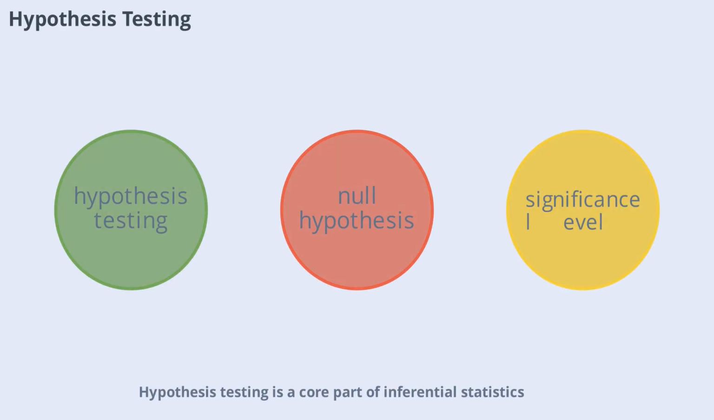Hypothesis testing is a core part of inferential statistics. It involves making an assumption about a population parameter and using sample data to test that assumption. The process includes setting up null and alternative hypotheses, choosing a significance level, and interpreting results. Hypothesis testing helps you make objective decisions based on data.